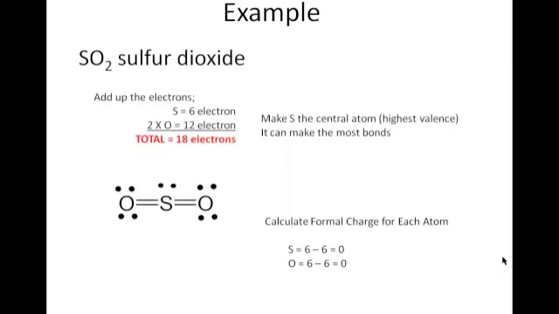Oxygen has 2 bonds for 2 electrons plus 2 lone pairs for 4 electrons. So it's going to be 6 minus 6 or 0. So now I have a Lewis dot structure in which I have no formal charges on any of my atoms. My oxygens have an octet. My sulfur has more than an octet, has 10 electrons in its valence shell, but that's okay.